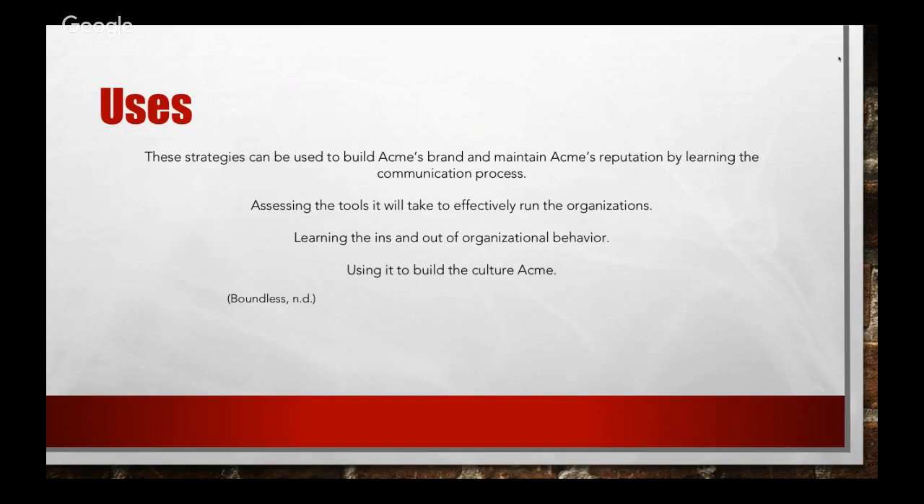So some of the uses, these strategies can be used to build Acme's brand and maintain Acme's reputation by learning the communication process, assessing the tools it would take to effectively run the organization, learning the ins and outs of organizational behavior, and using it to build the culture of Acme.